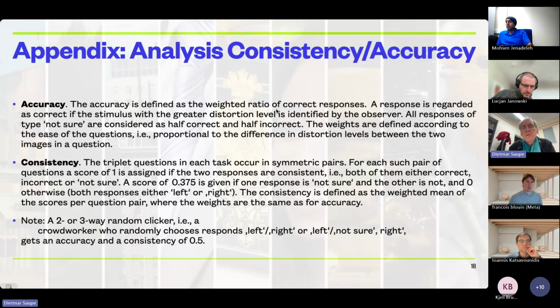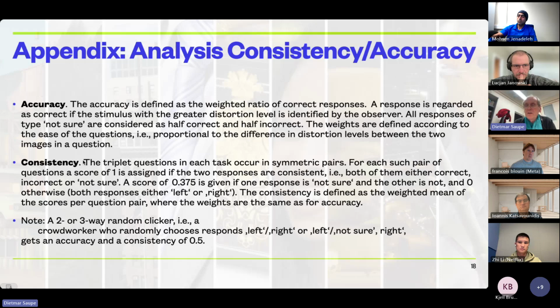So we weighted the number of correct responses accordingly with the distortion level that goes from 1 to 10. Now, what is consistency? Here it's very important that we asked every question twice, in reverse order the second time. And so we can now see how often the answers for the same question were consistent. If the answer was right for the first time, it should be left for the second time. That would account for a good consistency.